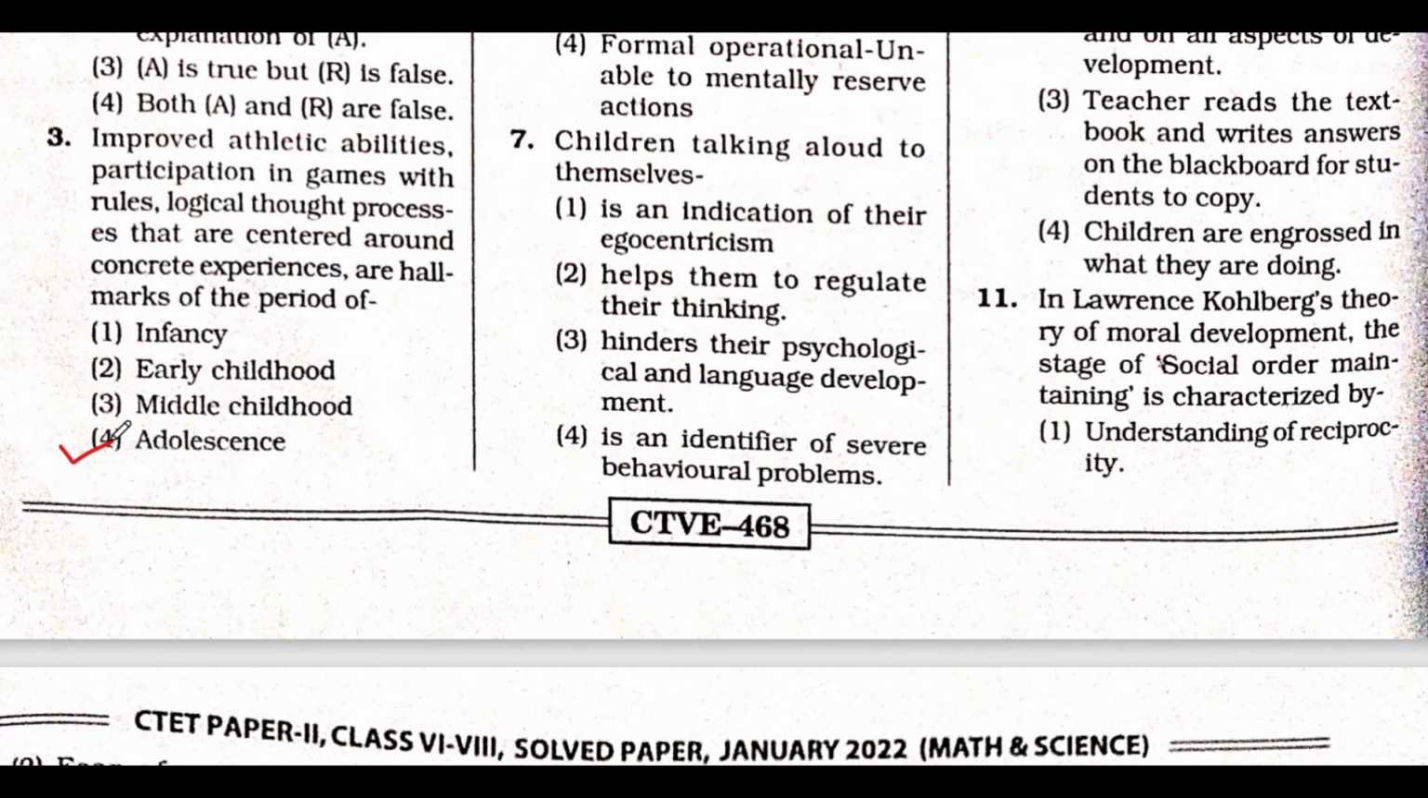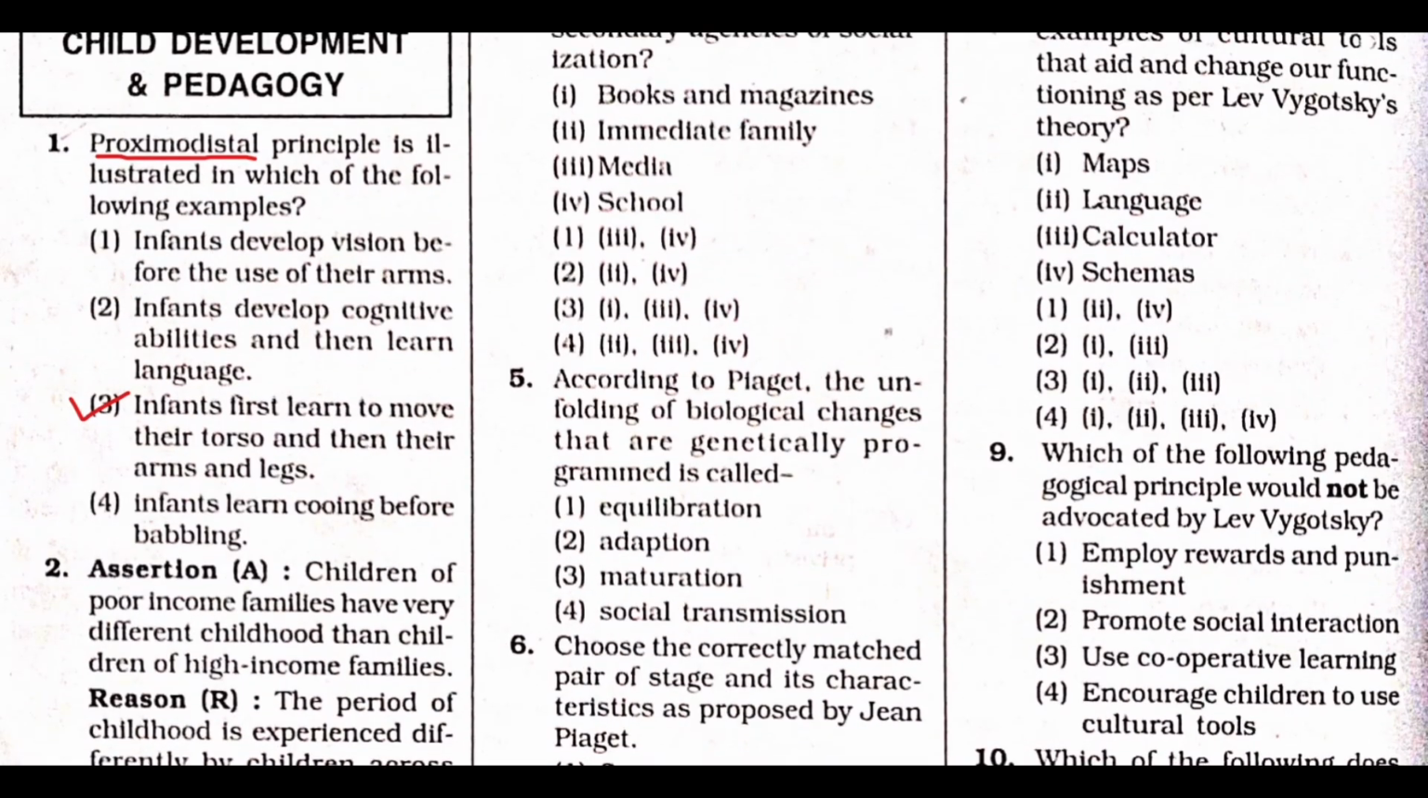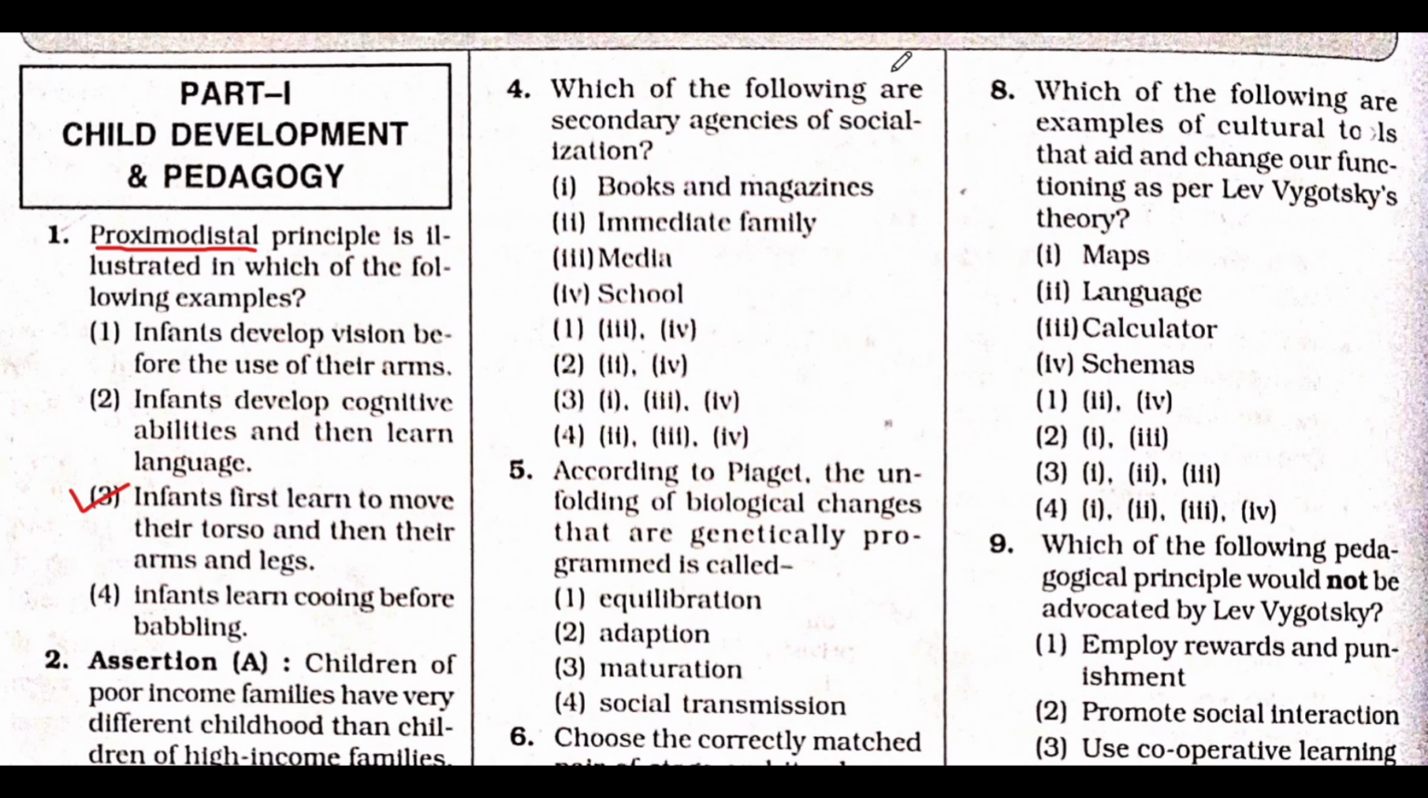All right, then let's go to the next question now. All right, question number 4 now. So what does question number 4 say? Let us see. Which of the following are secondary agencies of socialization? This is a very important question. Option 1, books and magazines. Number 2, families, immediate families. Number 3, media. Number 4, school.